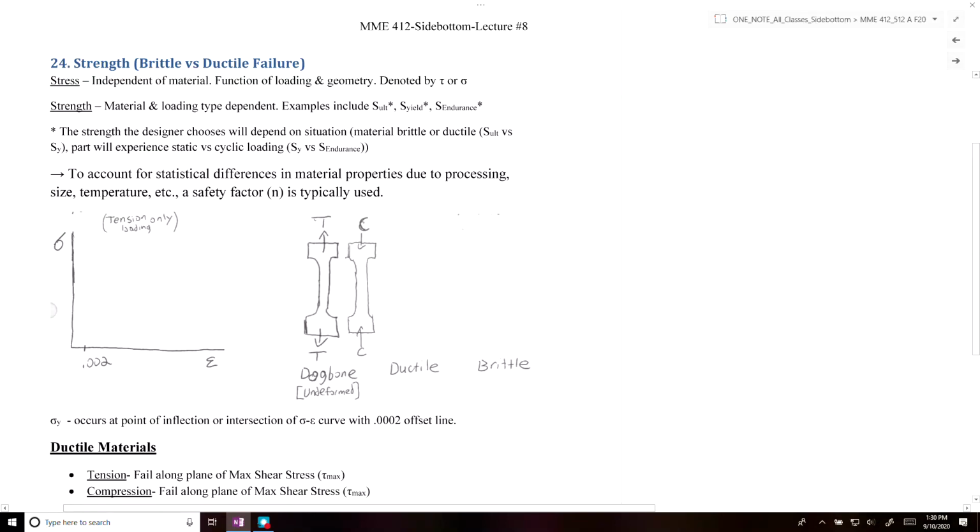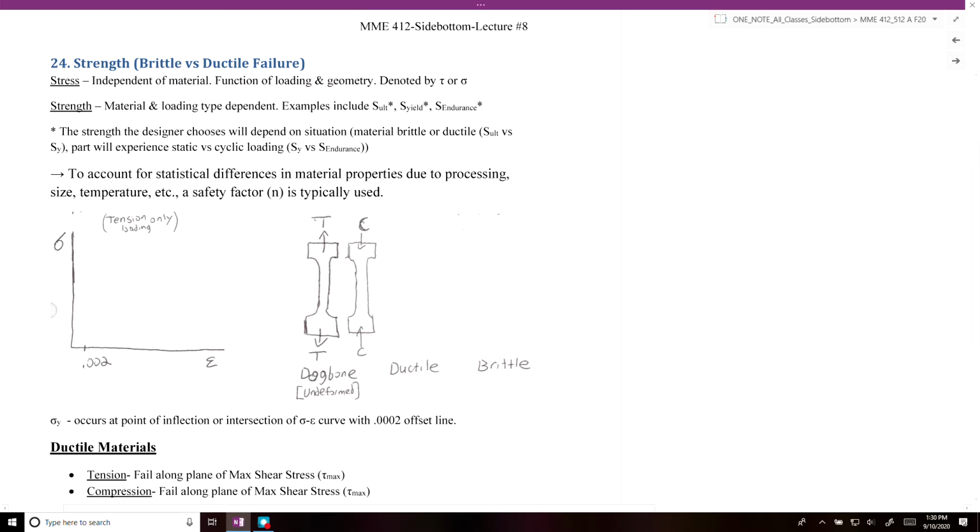So in this video, we're going to talk about strength, specifically the strength of materials. We're going to talk about different classes of materials, specifically ductile materials and brittle materials, and how they differ and how they fail. So the first thing I want to clarify here is the difference between stress and strength.